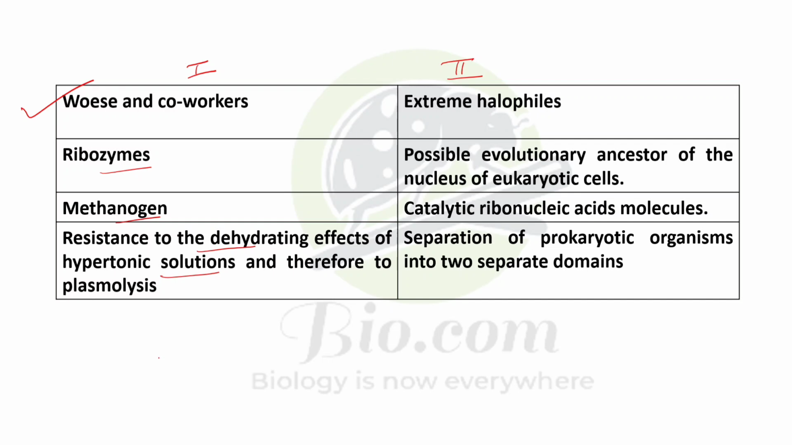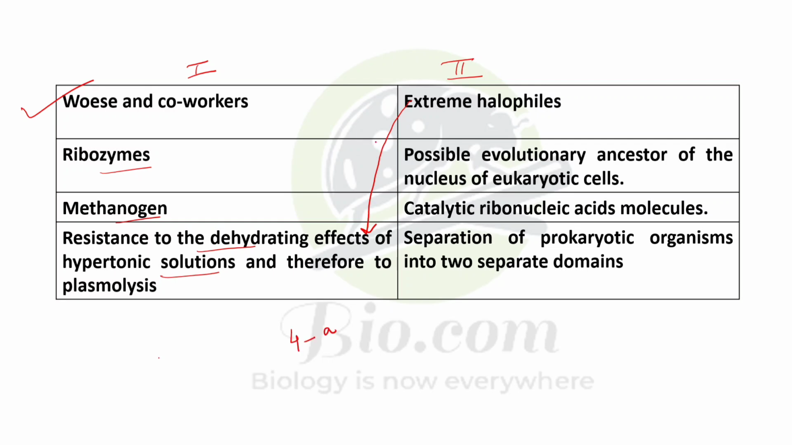Extreme halophiles means they are capable of living even in a high amount of salt concentration. So what is this matching with? The fourth option is matching with extreme halophiles. So what happens to 4? It is option D.